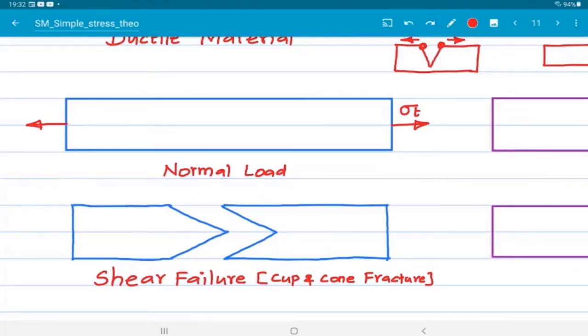So that we will discuss. At what angle did you observe this shear? Do you remember? At what angle did you observe the shear failure in the uniaxial tension test? It was at 45 degrees.